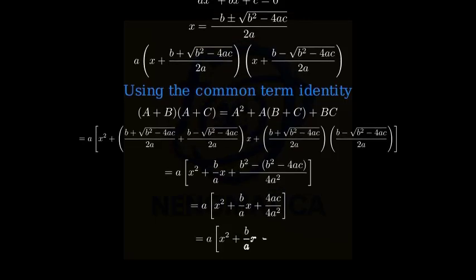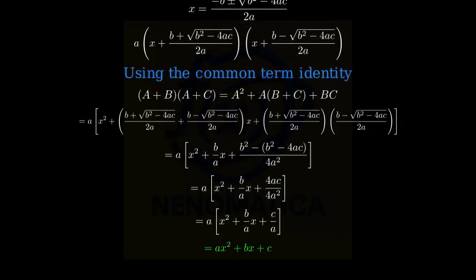Now let's simplify further. We have a times x squared plus b over a times x plus c over a. Distributing the a, we get ax squared plus bx plus c.